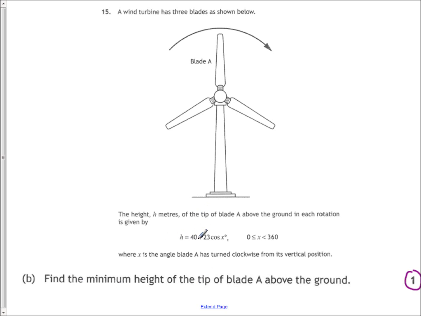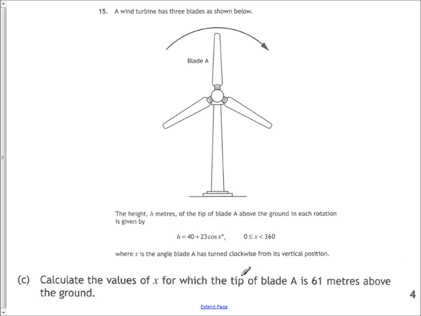The height is going to be 40 plus something. So the height is going to be at a minimum when whatever you're adding on is at a minimum. And what we're adding on itself is at a minimum when cos x is at a minimum, because 23 doesn't change. How small can cos x get? The smallest it can be is -1. So the smallest what's in the purple box can be is -23. So the smallest the height can be is 40 add -23, which is 17. So that's your answer.